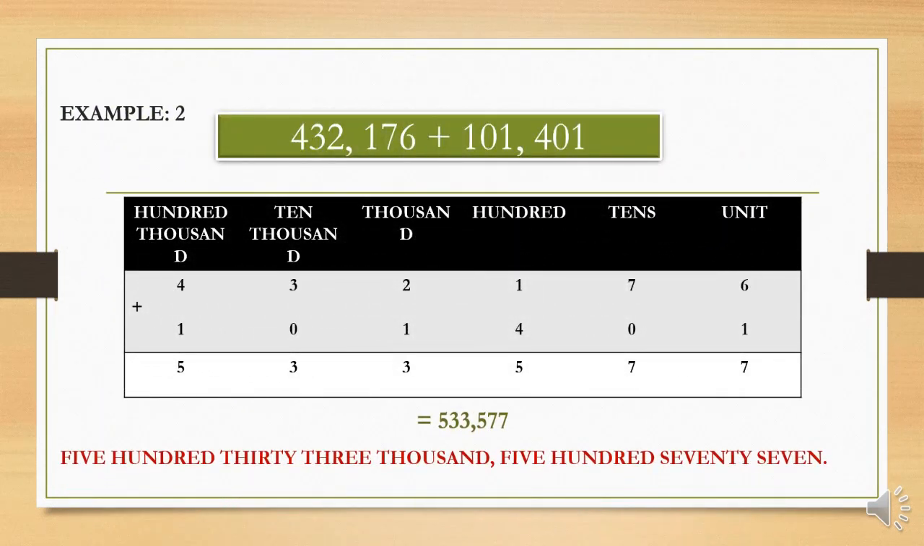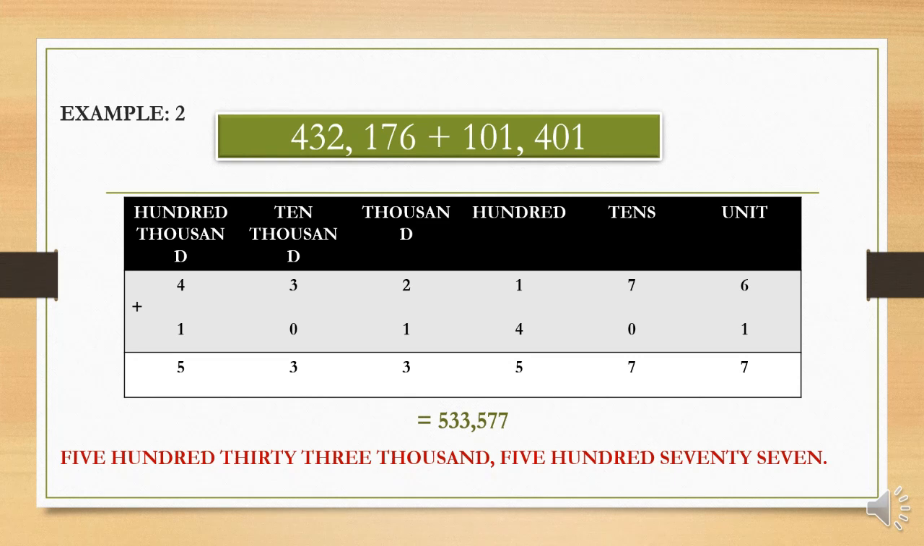In example second, we will learn the sum of two 6-digit numbers. We will add 432,176 to 101,401. We need to write the numbers as written in the given table, which is called the place value chart.